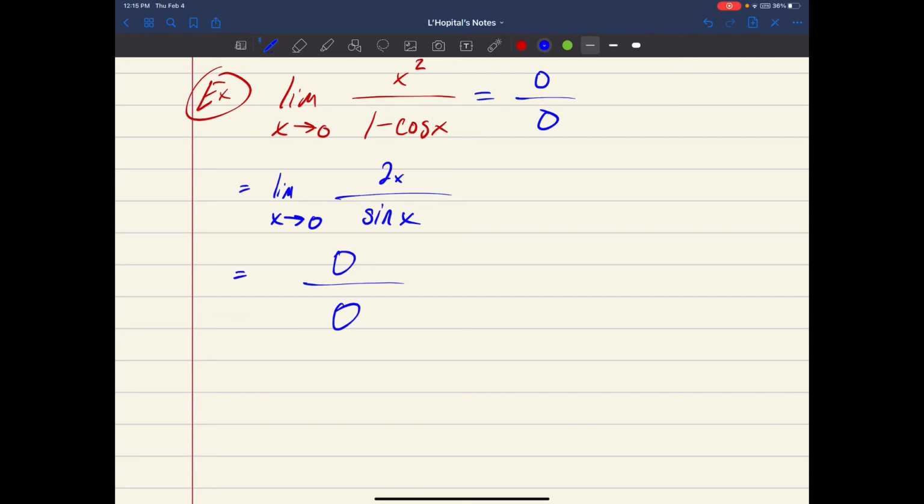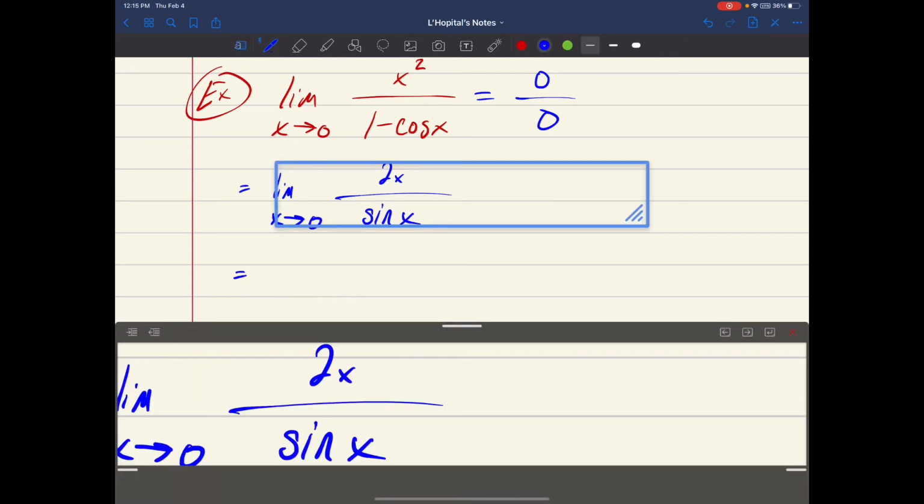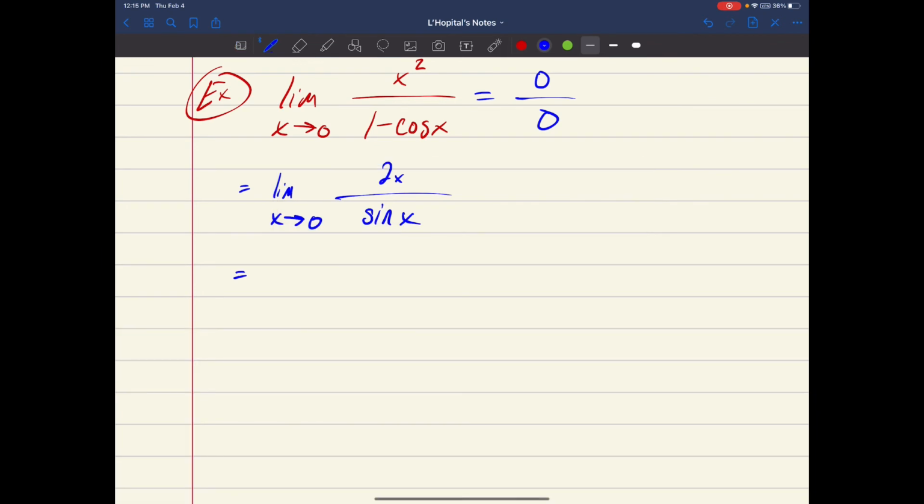Let's actually back up on that. Just do it right there. So this would be the limit as x goes to 0, and we're going to use L'Hopital's again. And in the denominator, we get cosine of x. So as long as cosine of x is a value that's not 0, we're good. So cosine of 0 is 1. So this is just 2 over 1, or 2.